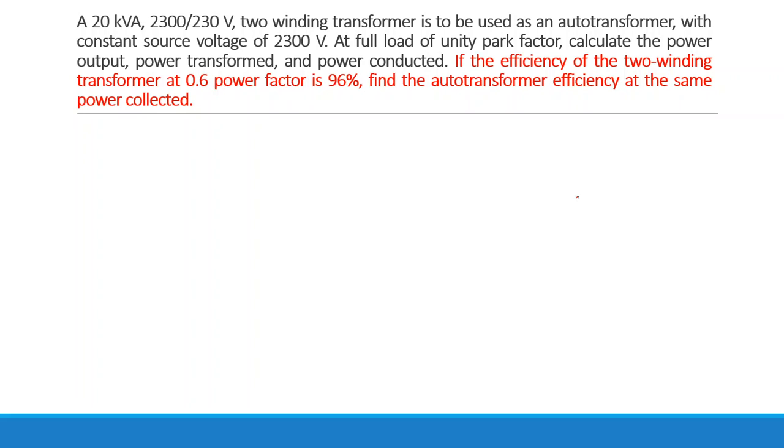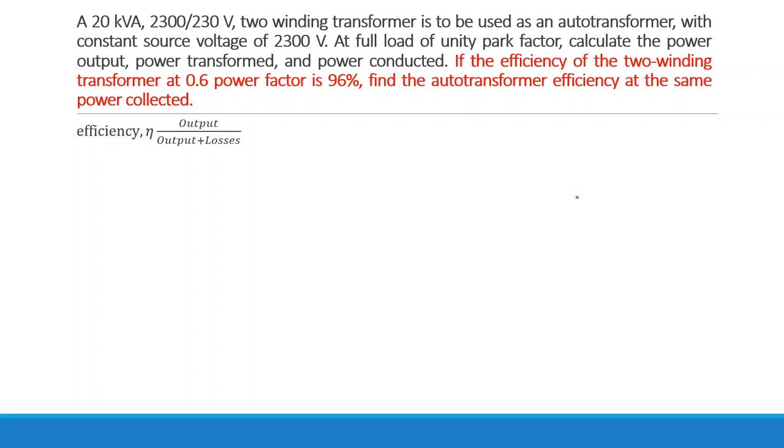Now let us consider one more example. Okay, one part is completed. There were two parts. One was where we have to calculate the power output, power transformed, and power conducted. The second thing, we have to calculate the efficiency for these transformers. For both the connections, we are going to determine the efficiency and see when the two winding transformer was used, what was the efficiency, and when we use it as an auto transformer, what is the efficiency. Okay, so let us see how we can determine it.